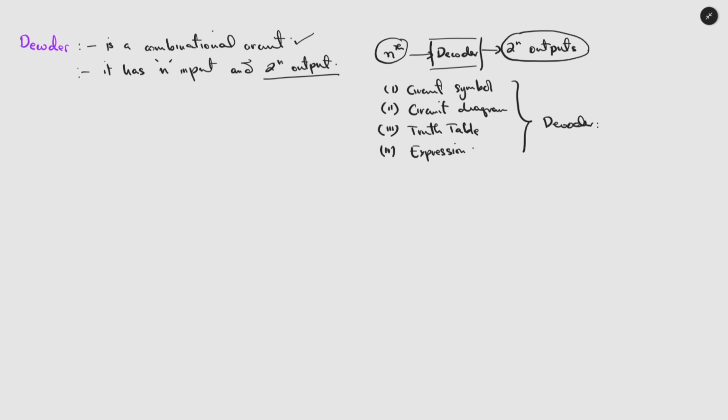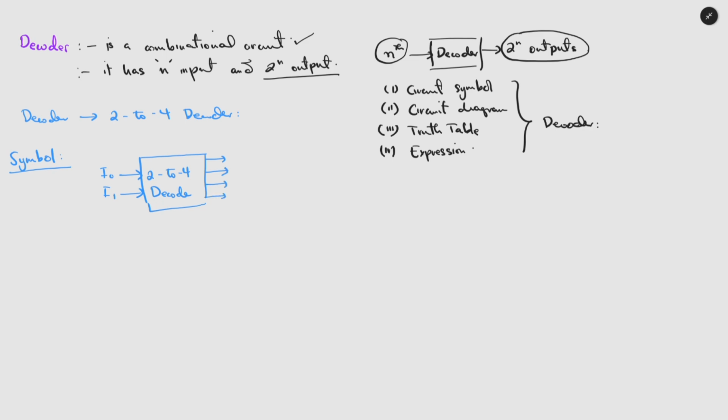We will start our discussion by looking at a 2 to 4 decoder. We can redraw the circuit symbol such that we have a 2 to 4 decoder with two inputs, I0 and I1, and from the definition itself, 2 to 4, we should have 4 outputs: Q0, Q1, Q2 and Q3. Therefore, whenever there are 2 input bits coming in, it will be able to produce 4 output bits.